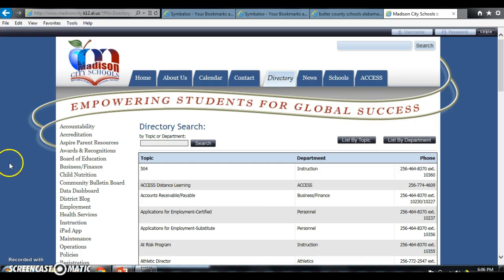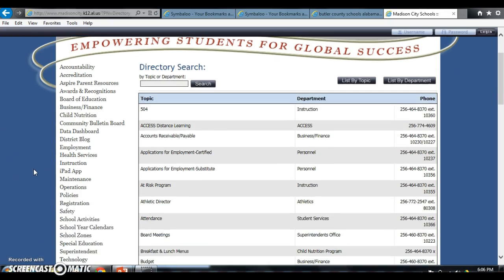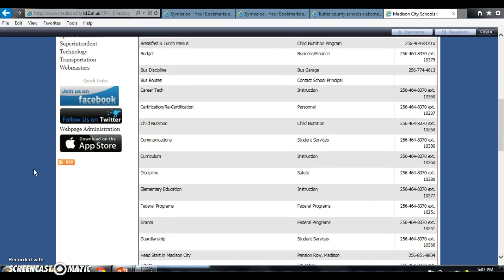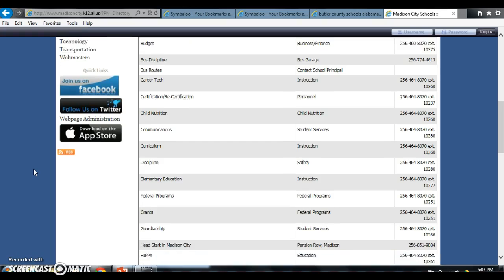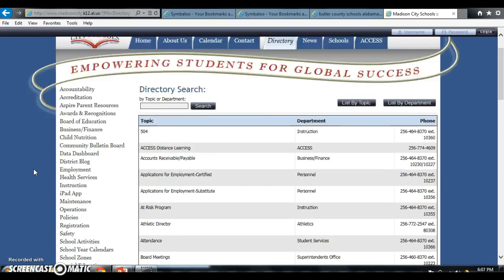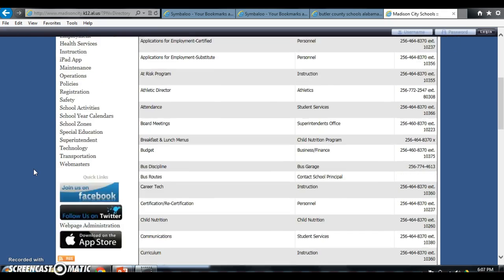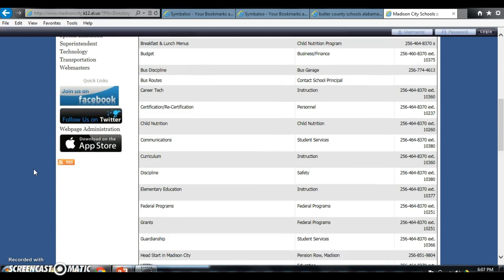And if I go over here to the directory, this gives me different places within the district that I may need to contact. And it kind of goes along with the contact link. However, this is just a straight directory. And like I was looking for elementary education, I can go to contact. There's my number, 256-464-8370. It's right there for me. So one of the biggest things is accessibility.